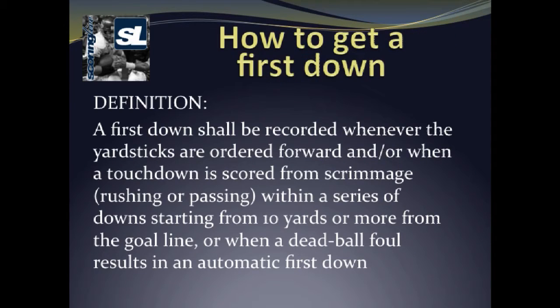Okay? How to get a first down. The definition of how to get a first down: a first down shall be recorded when the yardsticks, you see the yardsticks out there held by the officials, are ordered forward, or when a touchdown is scored from scrimmage, rushing or passing, within a series of downs starting from 10 yards or more from the goal line, or when a dead ball foul results in an automatic first down. Now, this is a lot of words here, so I don't expect everybody to understand. So, let's break it down, okay?